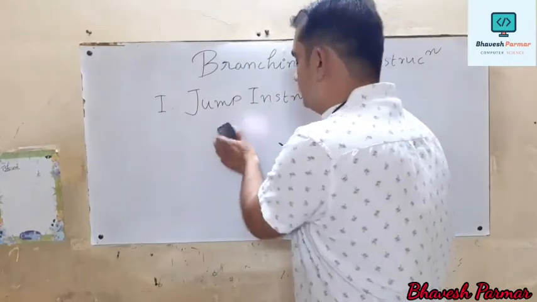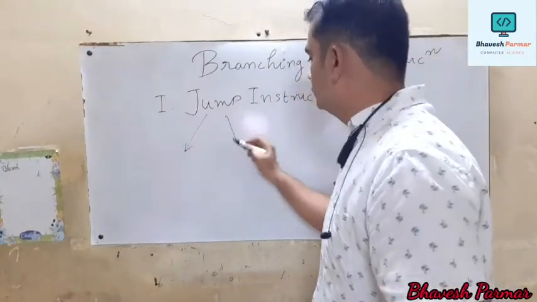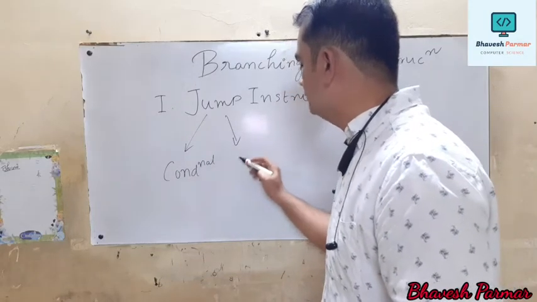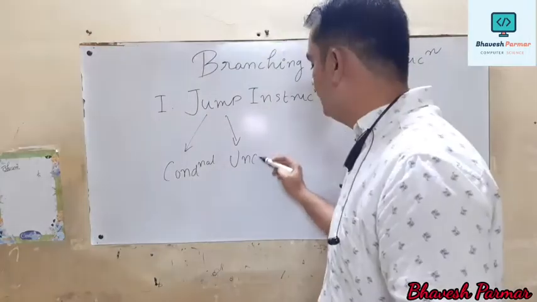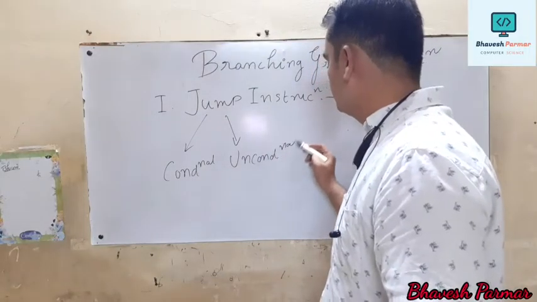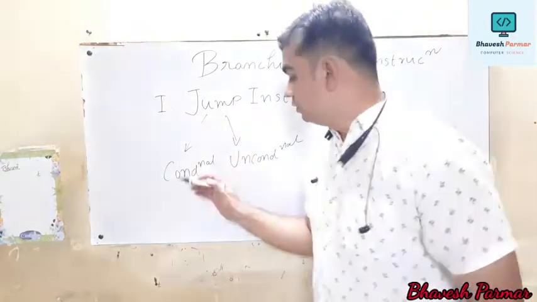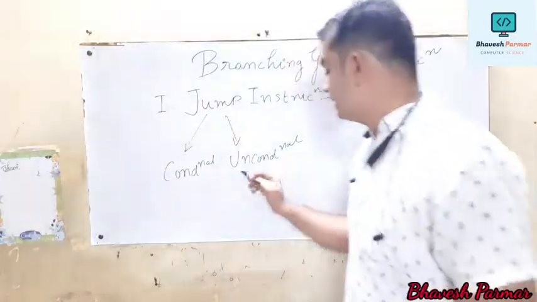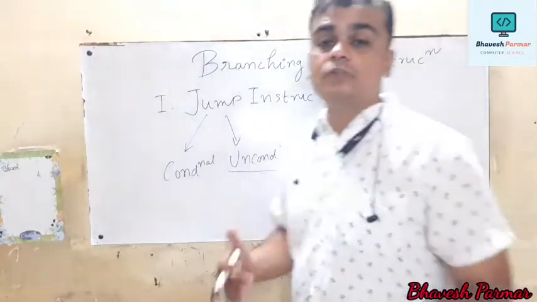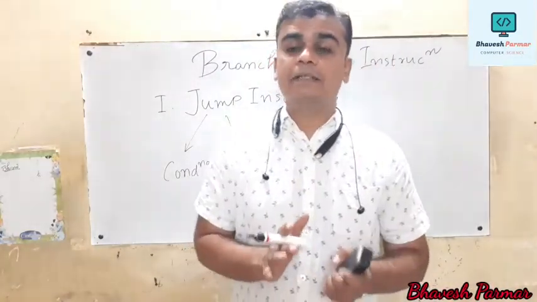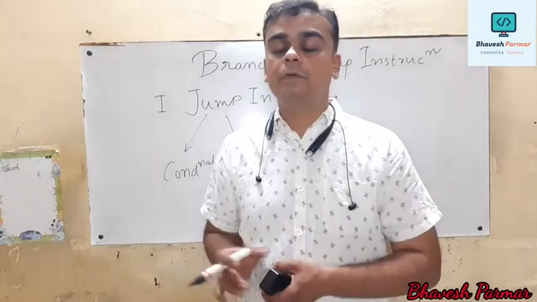So guys, there are two types of jump instruction. First one is called conditional jump instruction and the other is called unconditional jump instruction. Now first of all we are going to discuss the unconditional jump instruction, how it works and what its impact is on our assembly language program.